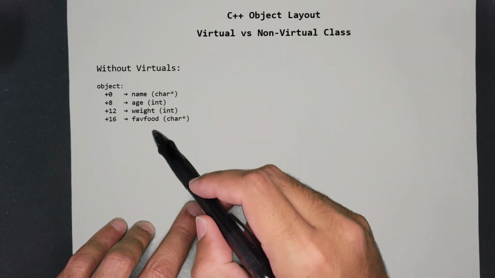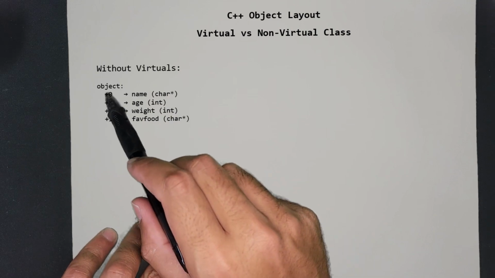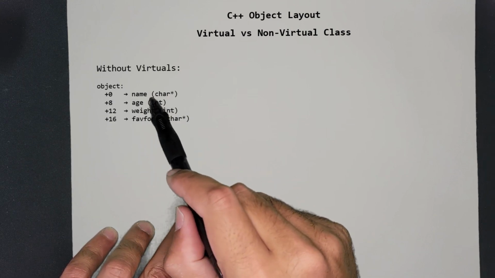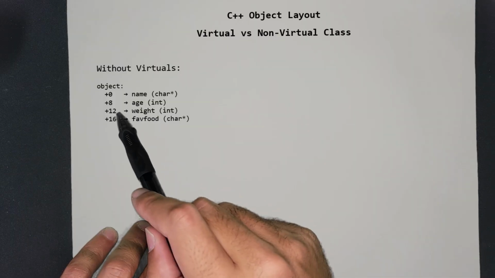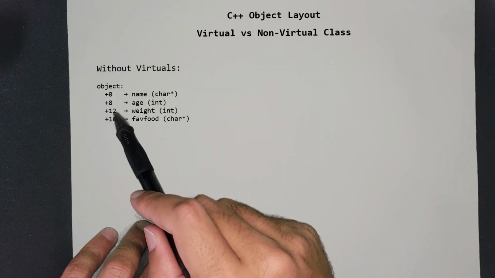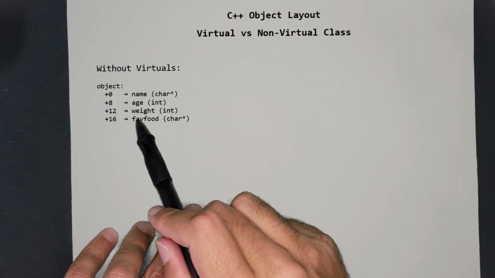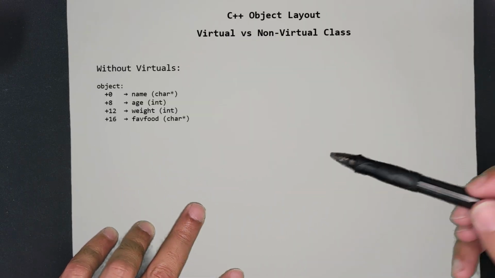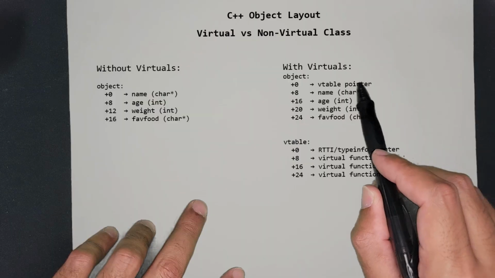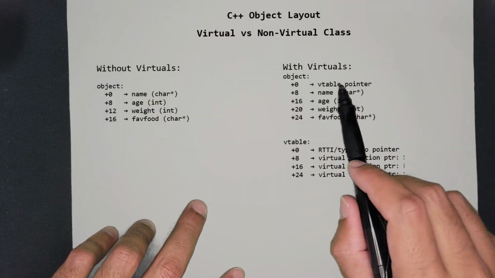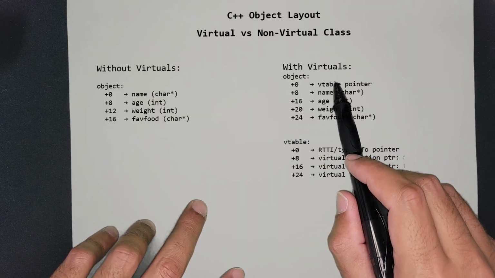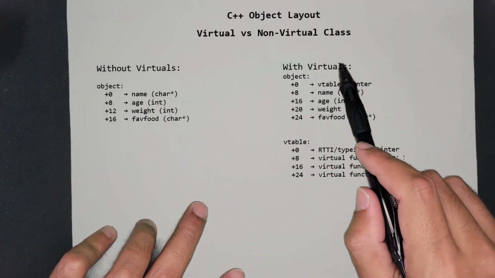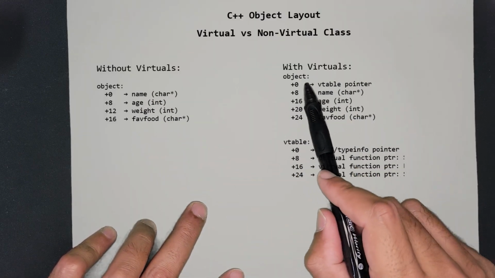If you remember the object before, we had name at offset 0, right? Just the base address. Then we had age 8 bytes after because name was 8 bytes. Age is 4 bytes. It's an integer, so now we're at plus 12. That's where weight is. And then remember, we wanted to get favorite food, which was at 16. However, now with virtual methods, there is a secret first entry that's added. It's a pointer. Another 8 bytes is added to our object. So whereas before, the whole thing was 24 bytes, remember? Now it's going to be 32 bytes. 8 bytes has been added by the compiler.